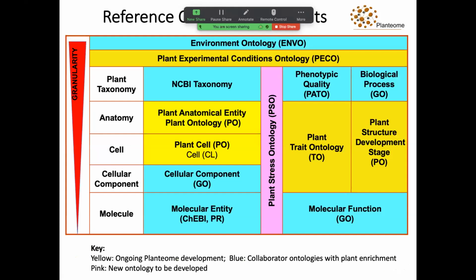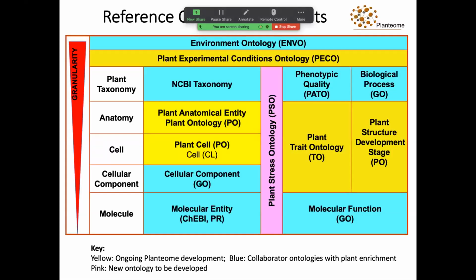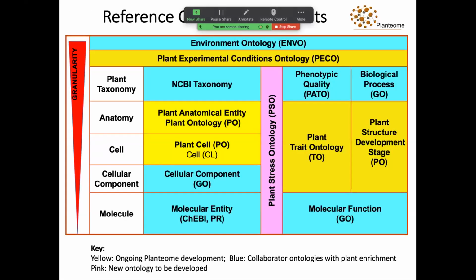This diagram shows the suite of reference ontologies hosted at the Plantium. And you can see the yellow ones are ontologies developed in-house by the Plantium project. The blue ones are partner ontologies, which I'm sure you are familiar with, the GO and others, which Liliana mentioned. And this also shows you the scope of the reference ontologies. It runs from a very broad granularity with the experimental conditions and ENVO down to single molecule.